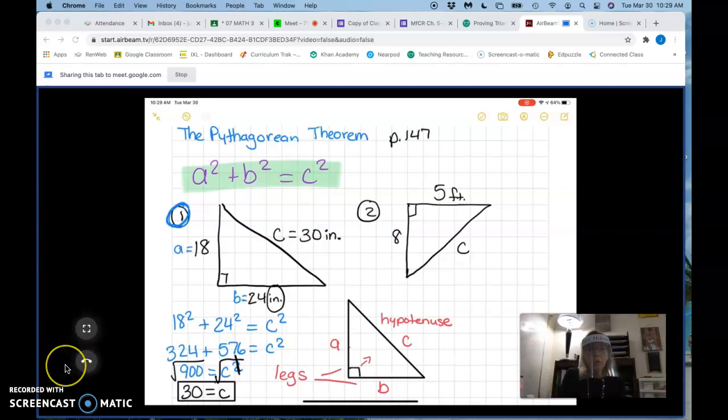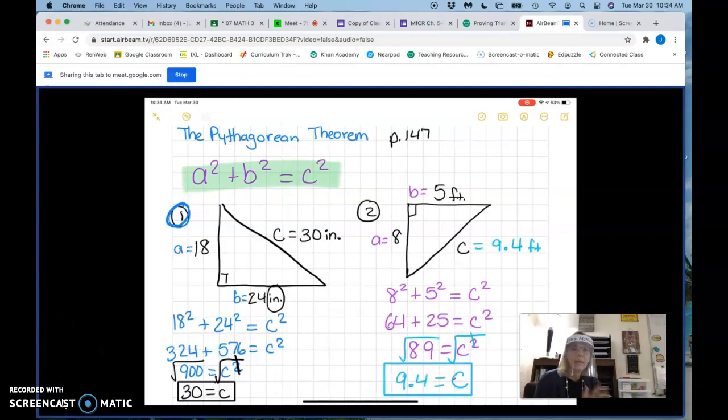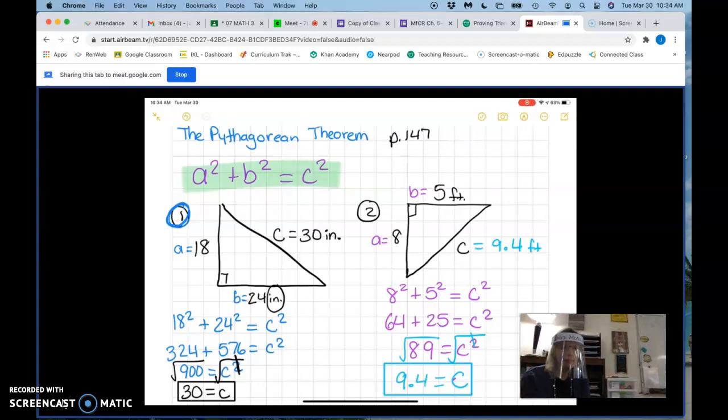Okay, I want you to pause the video now and try solving number 2 on your own. Go. Okay, Cameron's going to explain how we did number 2. So first, you do 8 to the second power, which is 64, plus 5 to the second power, which is 25. Then you add this together and you get 81.